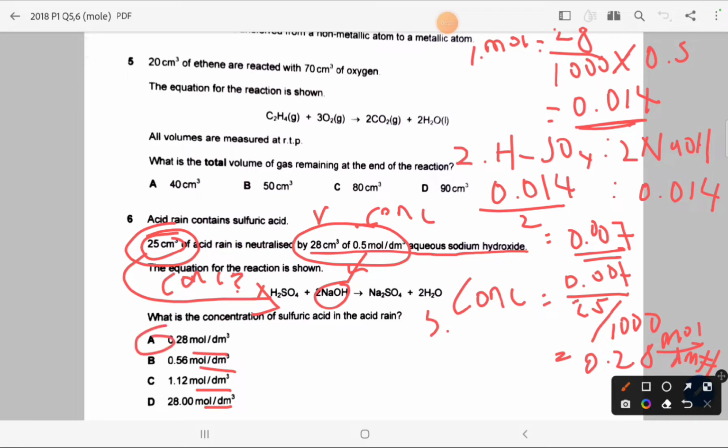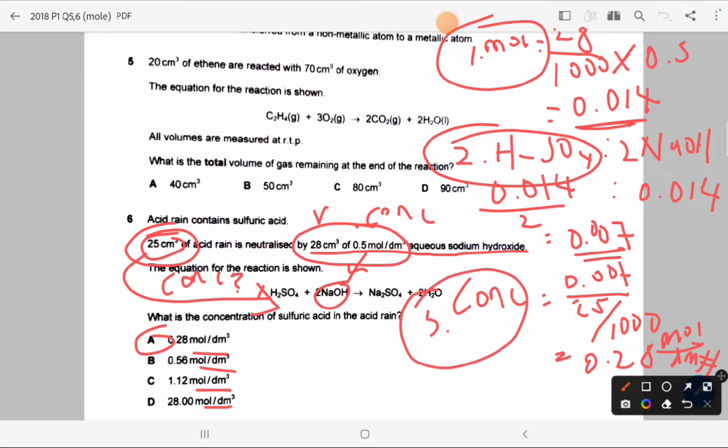So, a typical mole question: find out the number of mole from the information given to you, then look at the mole ratio in order to find out the number of mole for the H2SO4 in this case, and finally find the concentration by taking the ratio of the number of mole and the volume.